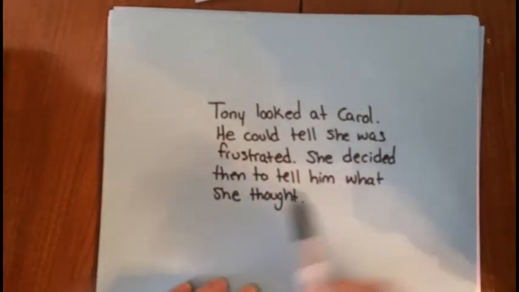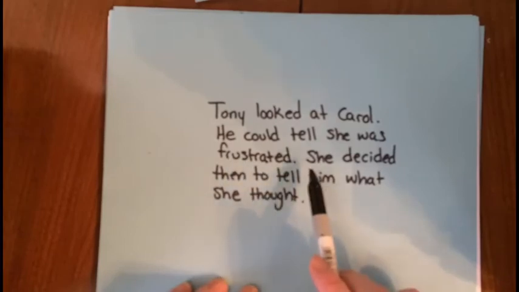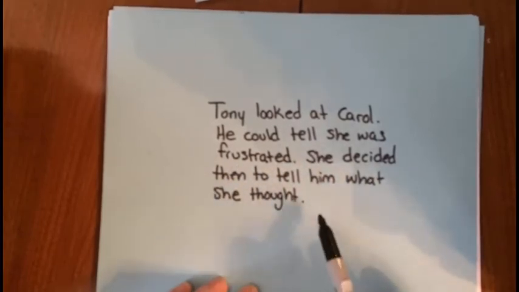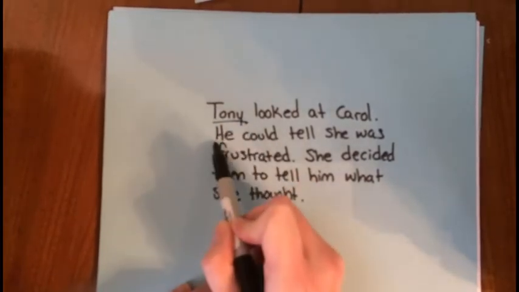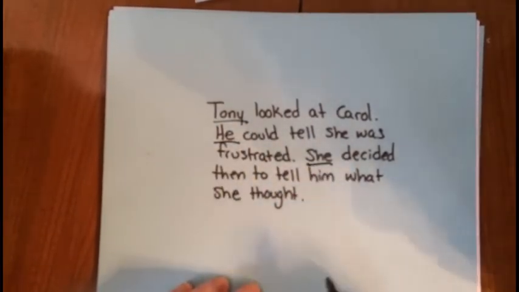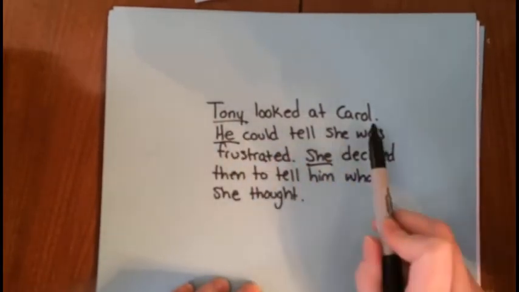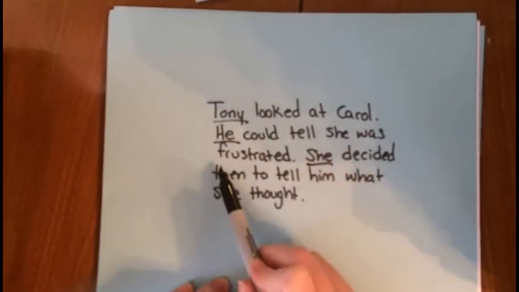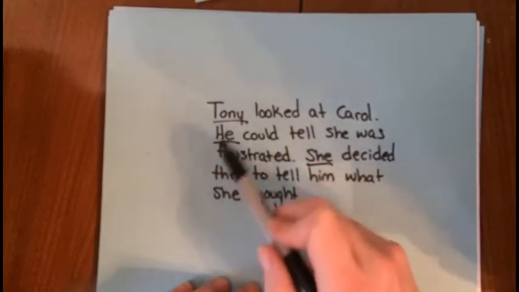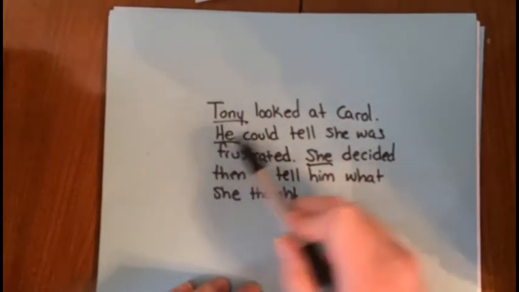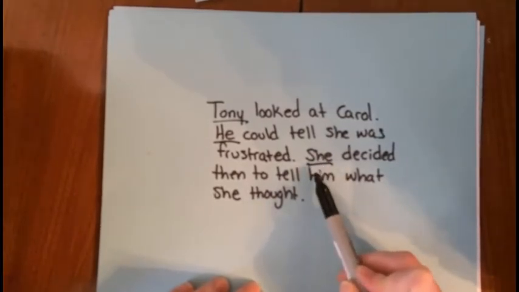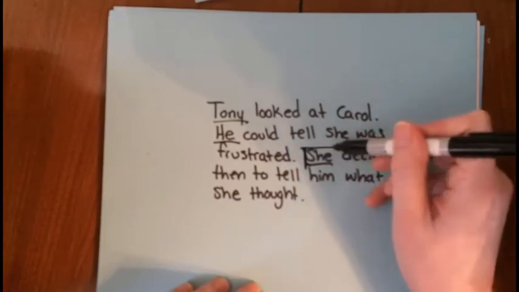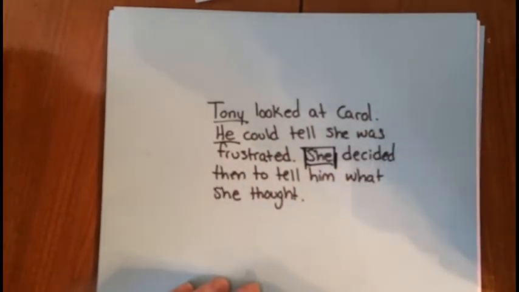So let's look at this paragraph here. Tony looked at Carol. He could tell she was frustrated. She decided then to tell him what she thought. Here we have conflicting perspective. Tony, he, and then she. The first sentence, Tony looked at Carol, we know is Tony's perspective. The second sentence, he could tell she was frustrated, we know it's still Tony's perspective. He's describing how he feels about Carol. But then suddenly the writer jumps in here with Carol's perspective. Suddenly it's she. She decides then to tell him what she thinks.